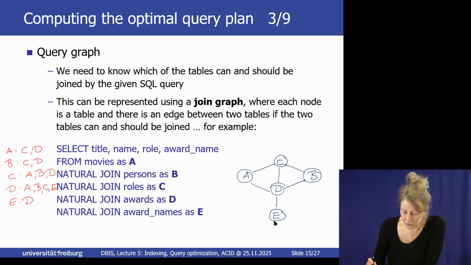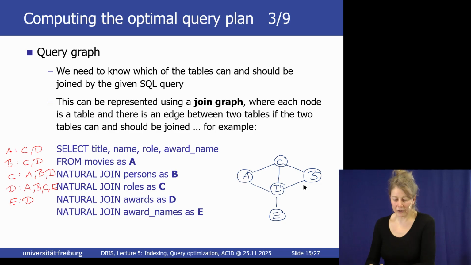So that's the join graph. Am I missing something? Please help me. E to D, D, A, B, C, D, E, C, D. I think that's it. Wow, I made it. Thank you for your patience.